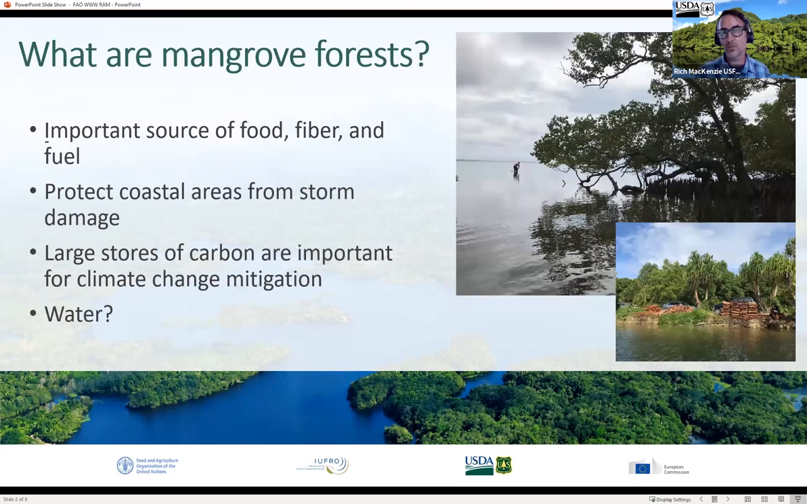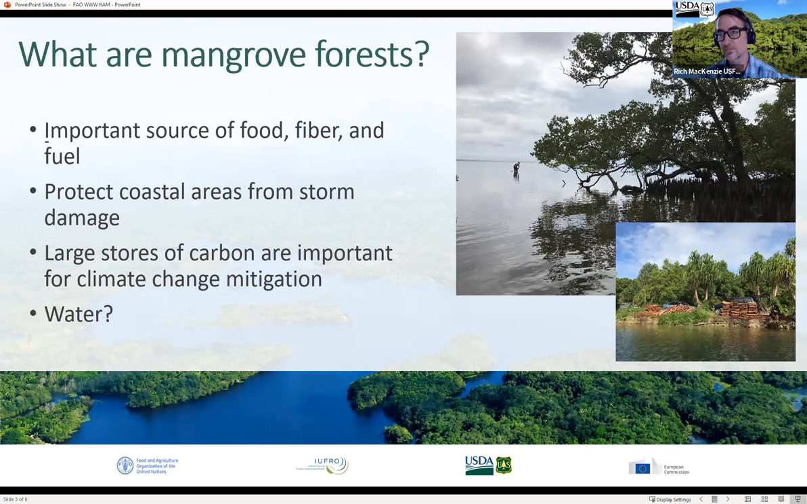So mangrove forests are important in that they support the livelihoods of millions of people around the world. They're an important source of food in that they provide a wild source of fish, shrimp, and crabs that are used as food. They also provide rot and insect-resistant lumber that can be used for construction of boats or homes. And they're also an important source of firewood for cooking.